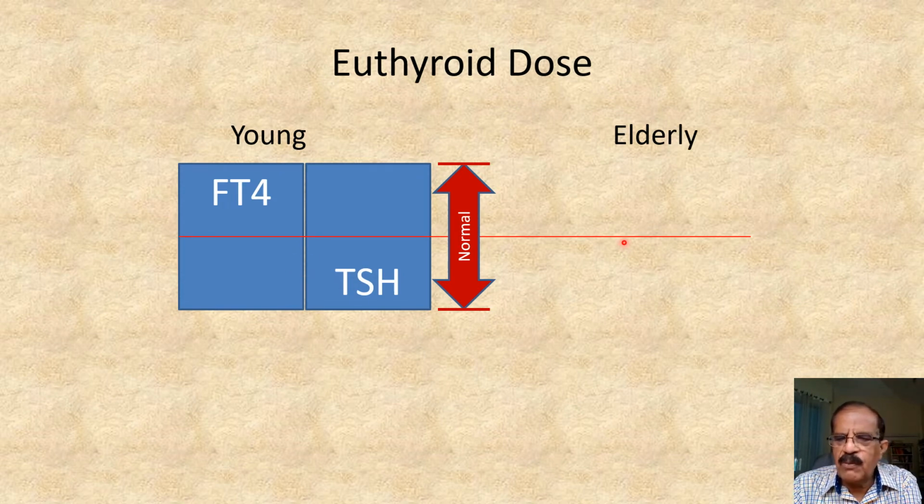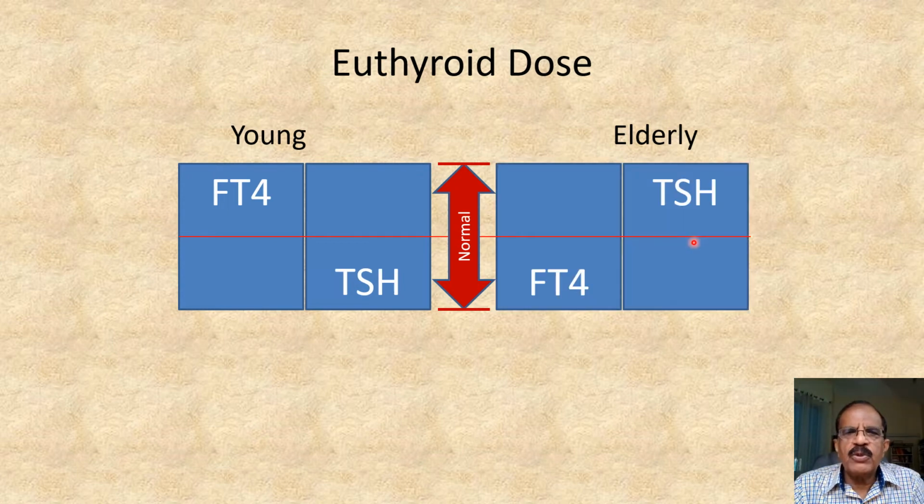Now when it comes to the elderly, the approach is slightly different. Because of the possibility of underlying coronary artery disease, we don't want to produce a hyperthyroid state. So in this case, TSH is kept in the upper half of the normal range, and FT4 is in the lower half of the normal range. Sometimes you will not be able to do this despite your intentions, but this should actually be the approach.